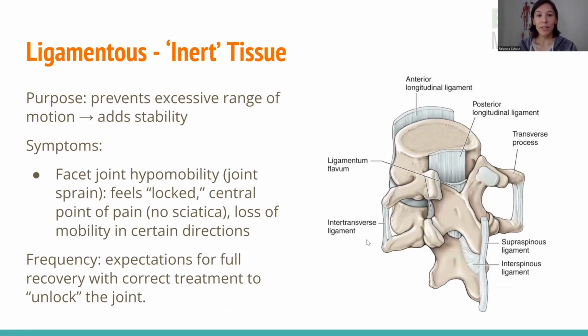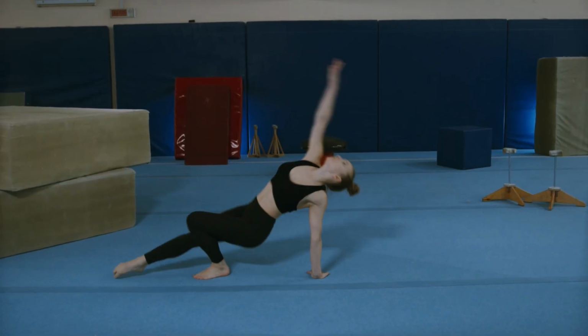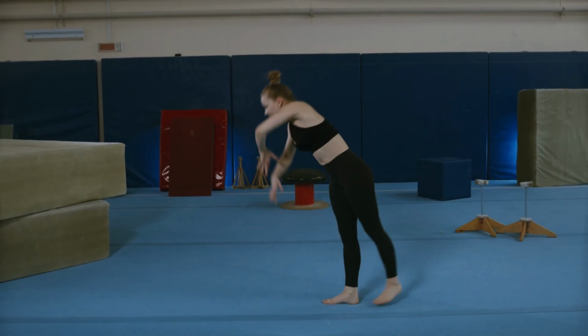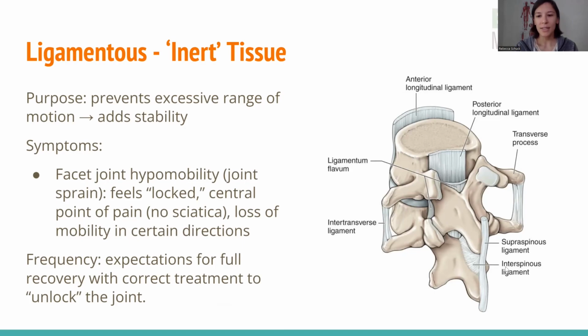Okay, so now we're moving into ligamentous tissue that is adding more stability and preventing excessive range of motion from happening at the lumbar spine. So this is very important for gymnasts who are doing back bends all day. And you can see this at the right for the white tissue surrounding each of those vertebrae.